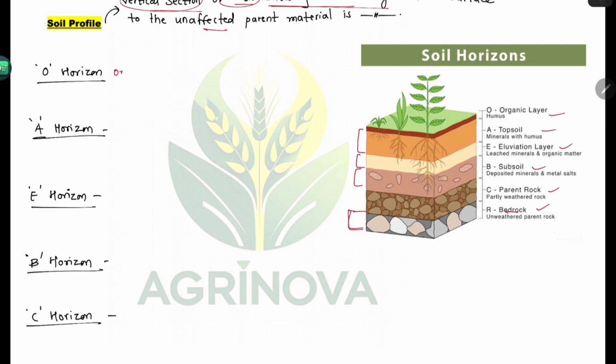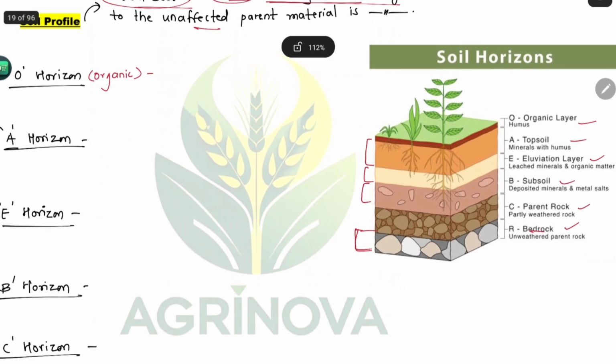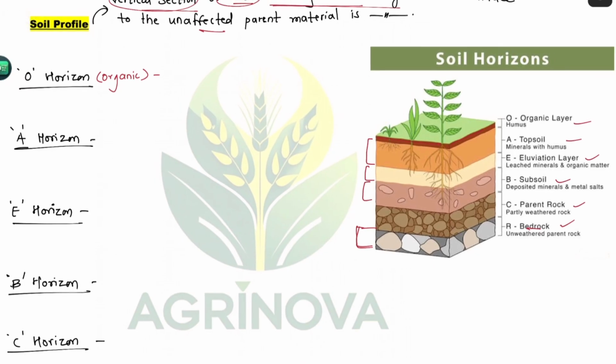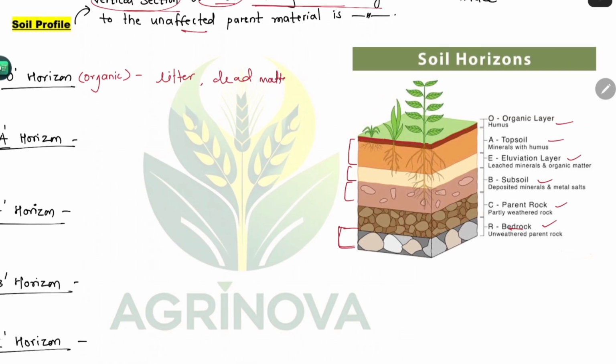So O horizon is basically the organic layer, the organic horizon above the mineral soil. मतलब ये जो layer है, it is deposited with the plant litter or any undecomposed matter or dead matter. That's why it is called the organic layer, because the organic matter is in the raw form. It is mostly found in forested areas and absent in the grasslands, because the majority of the vegetation is found in forested land.